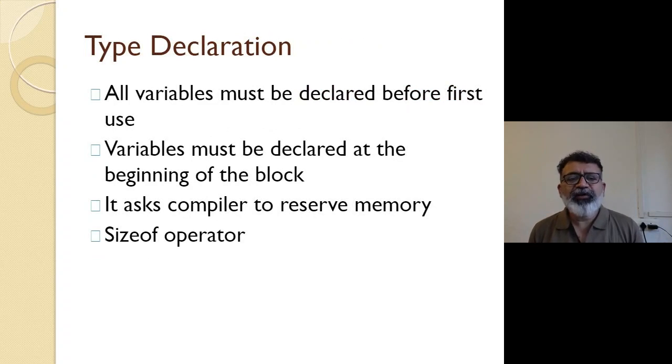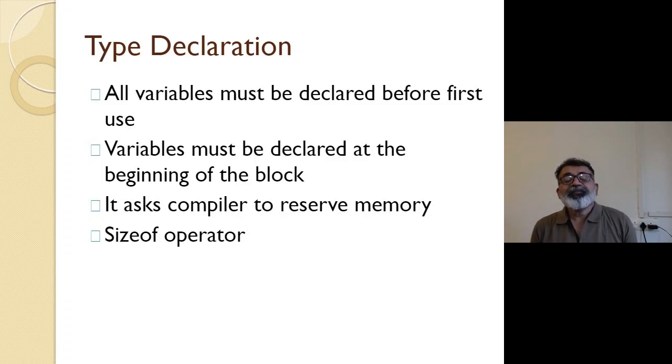So type declaration, I have explained you all variables must be declared before its first use. This is written in technical way. So if somebody asks you, your answer should be variables in C have to be declared before its first use. So the moment you are going to use all variables, before that, you have to declare those, right? Must be declared at the beginning of the block. I'm going to explain that in the next couple of chapters.